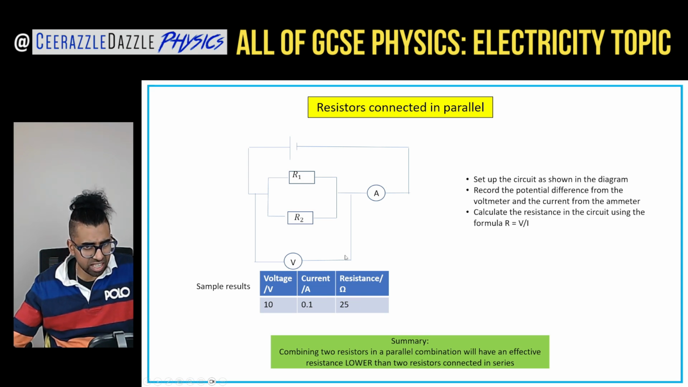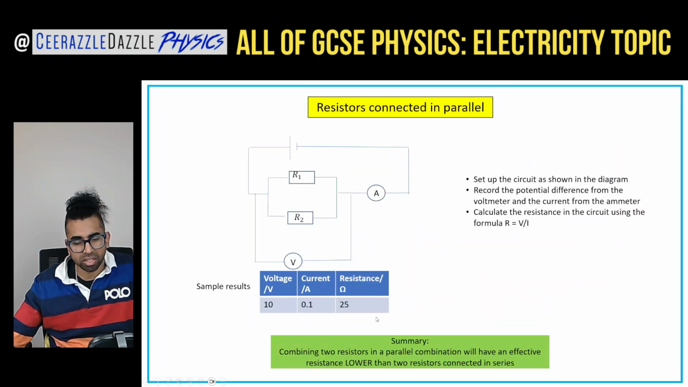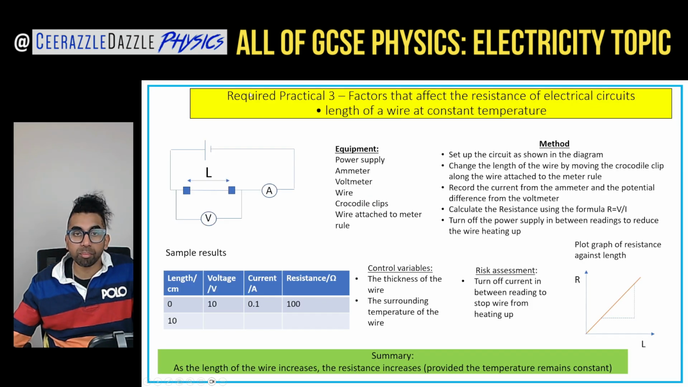So look, obviously there's less resistance when they're in parallel compared to when they're in series. So once again, summary: combining two resistors in a parallel combination will have an effective resistance lower than the two resistors connected in series.